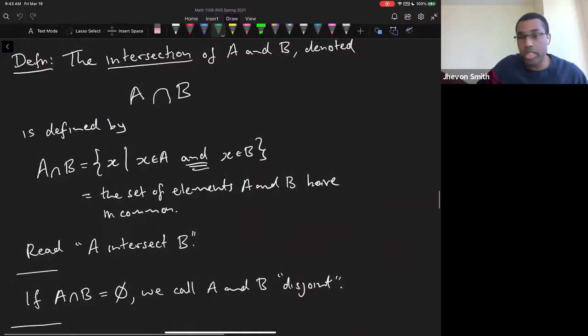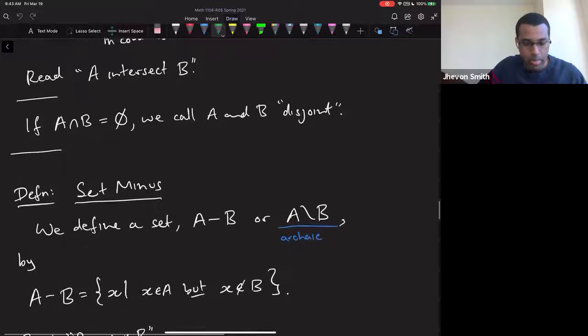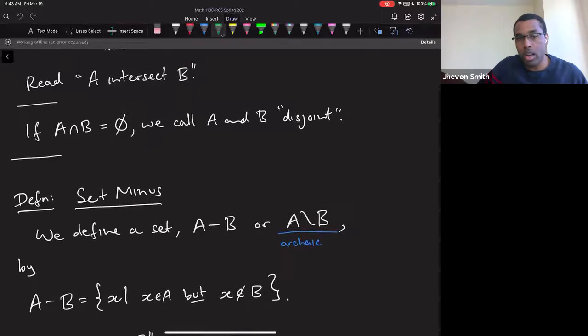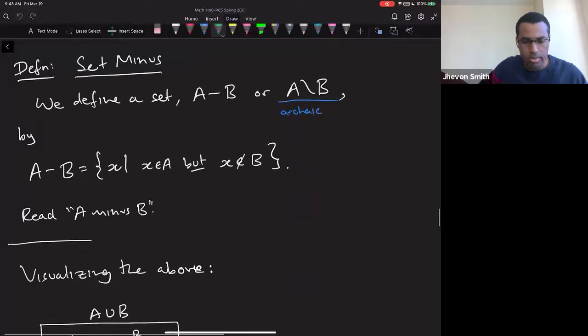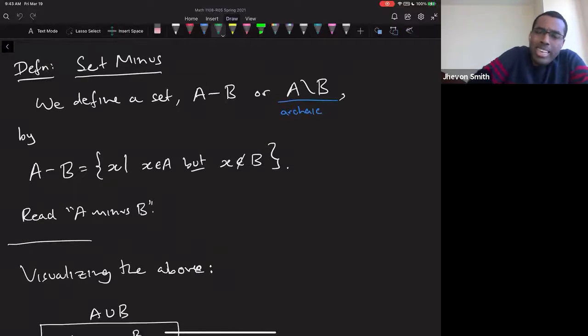We have the intersection, which is the set of all elements that are in common to both A and B. This is called A intersect B. Notice that we can talk about A intersect B being empty. This means that A and B are disjoint. We also spoke about the set minus, which is not quite like the subtraction that you're used to, but it's a kind of subtraction that deals with sets. Basically, A minus B means you take A and you subtract from it everything that's also in B. So you start with the set A, you throw away everything that's also in B. You have now obtained the set A minus B.